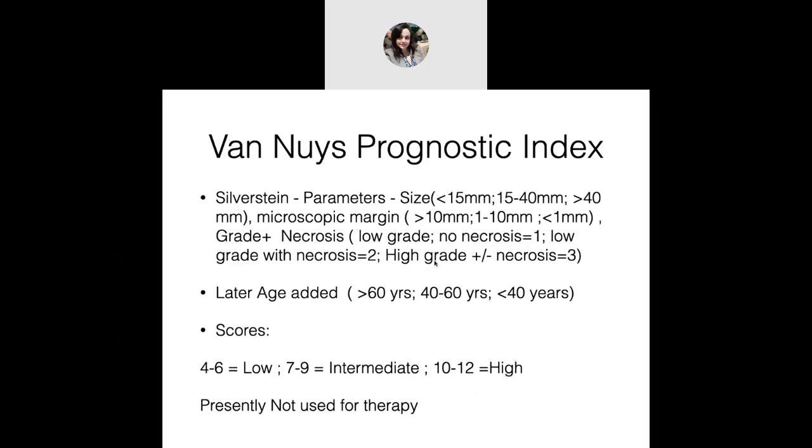it was decided by Dr. Silverstein that 4 to 6, lumpectomy alone; 7 to 9, maybe with radiotherapy and tamoxifen if it is ER positive. So this was the classification given by Dr. Silverstein, and because he opened this clinic called Van Nuys Clinic, it was called Van Nuys Grading System.